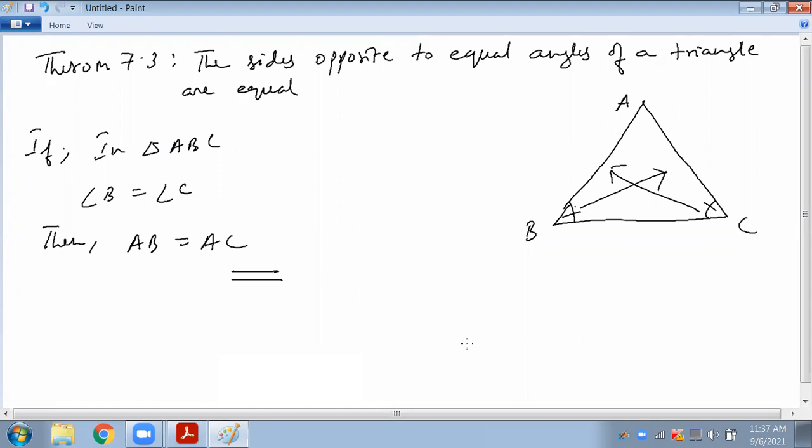So theorem 7.3, the proof is not required, so we're not proving it. I'm just writing what it means for your understanding only. So if in a triangle angle B and C are equal, we can take the sides that are opposite to them equal. That is by isosceles triangle property.